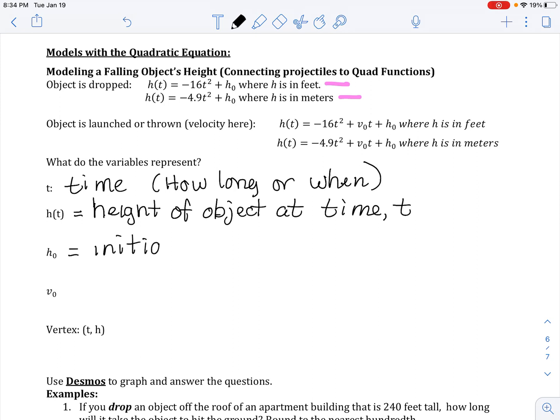H sub 0 is known as the initial height. That is called a subscript, and it is read H sub 0. Sometimes physics teachers or physicists call it H naught, meaning what is the height, the initial height, the beginning height, starting height.